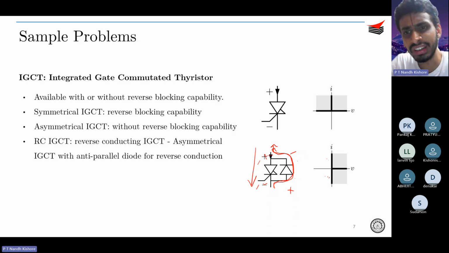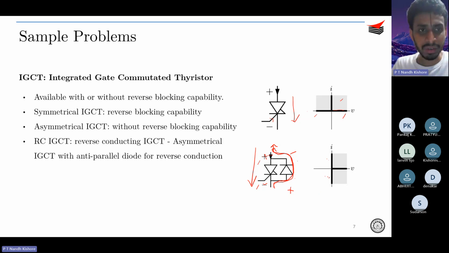So as you can understand, this is similar to SCRs, right? Wherein bidirectional voltage blocking is possible and unidirectional current conduction from anode to cathode is possible. If I supply gate current over here, then this IGCT will get turned on and conduct current from anode to cathode. If I don't supply gate current, then it can of course block voltage in the positive direction as well as in the negative direction, but it cannot conduct reverse current, right?